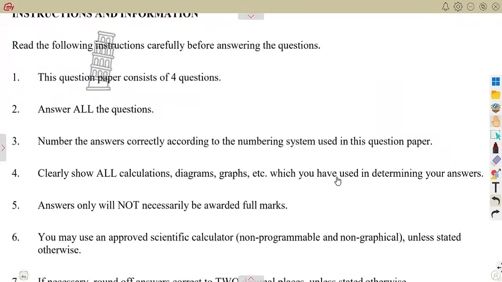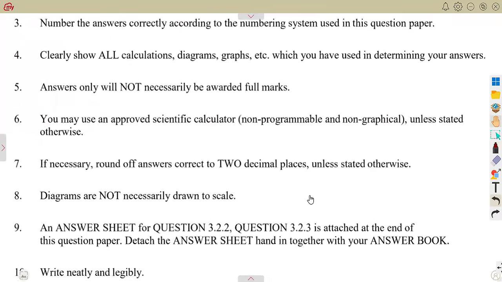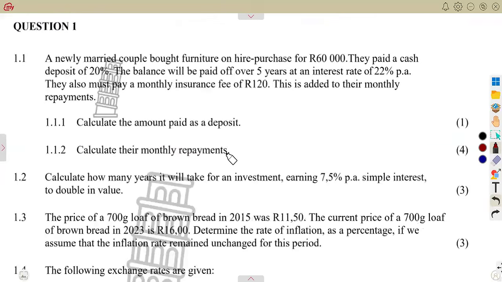Make sure that you read all the instructions that you are given. Make sure that you answer properly, indicate all calculations that are being given, and also your answers are supposed to be to two decimal places. Then also there's a part where we are going to need a diagram to be presented. We shall see that one on the graphical presentation. So make sure you write properly.